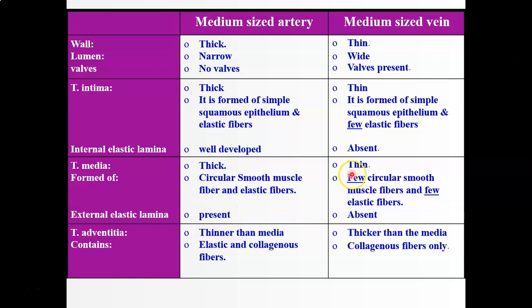Medium-sized vein, tunica media, formed of thin layer, few circularly arranged smooth muscle fibers and few elastic fibers. No elastic lamina, no external elastic lamina. So the vein contains few elastic fibers, no external or internal elastic lamina.